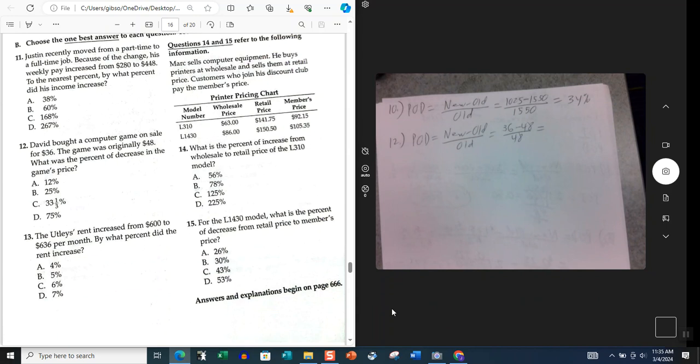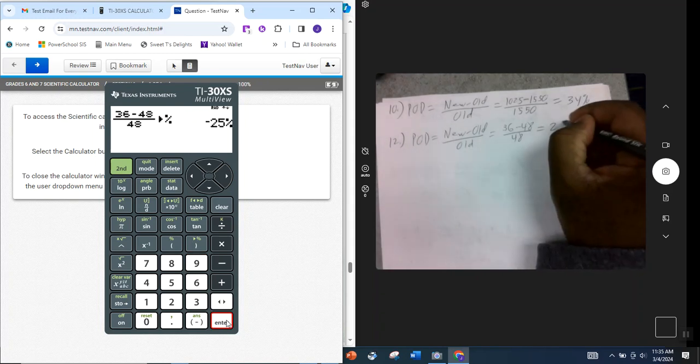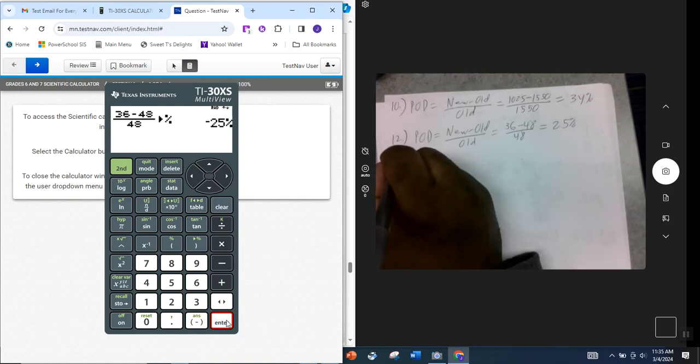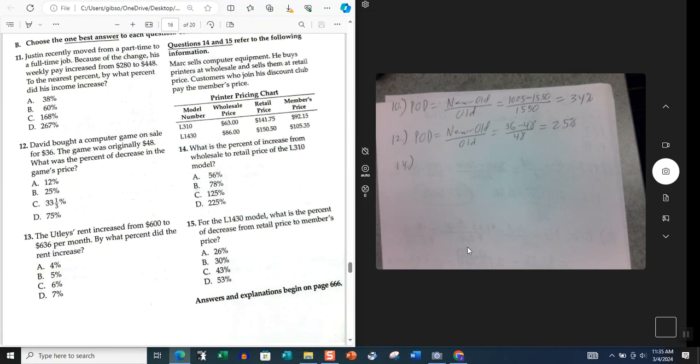Now we will put this in our calculator. We would hit the fraction key, and we add 36 minus 48, and we hit our down arrow and hit 48. Press the right arrow key, press second function, close parenthesis key, and press enter. We'll drop that negative sign, so it'll be 25%. So now, the last problem we have is 14. It says questions 14 and 15 refer to the following information.